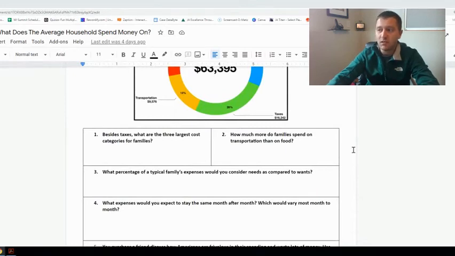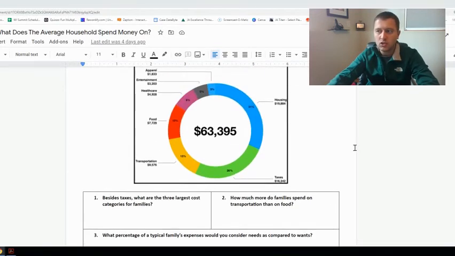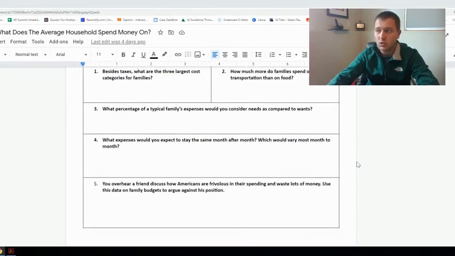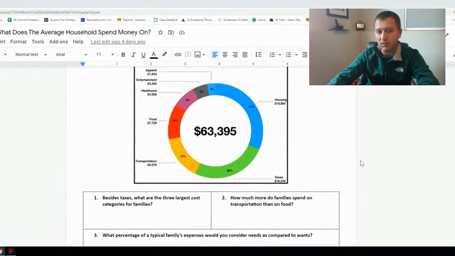What percentage of the typical family's expenses would you consider needs as compared to wants? In a previous activity, we talked about needs and wants in our Nearpod, right? Which of these would you consider needs and wants if you were to categorize these expenses? And then four, what expenses would you expect to stay the same month after month and which would vary most month to month? What I mean by this is, of the expenses, which ones stay the same? They're very consistent. Every month they're going to be there and they're going to be pretty close to the same. And then which expenses do you think go up and down depending on the month?